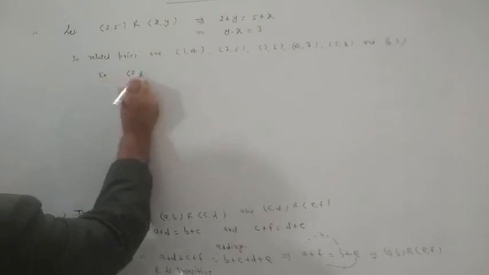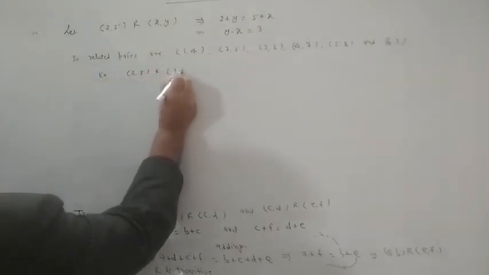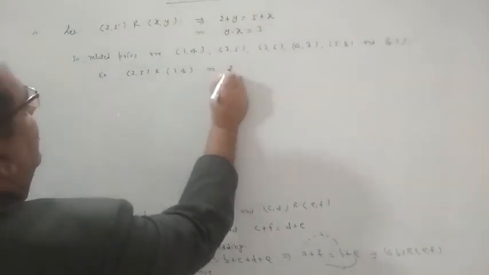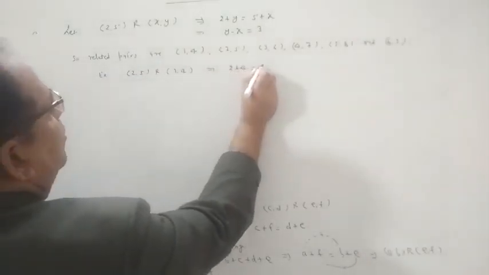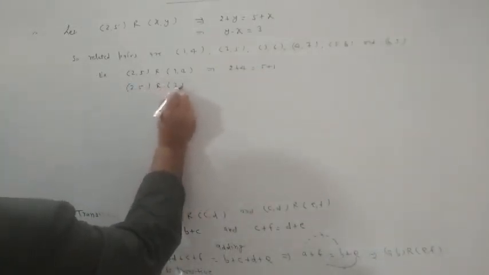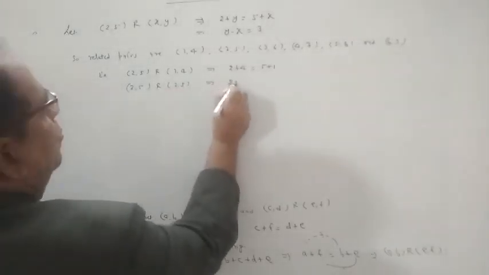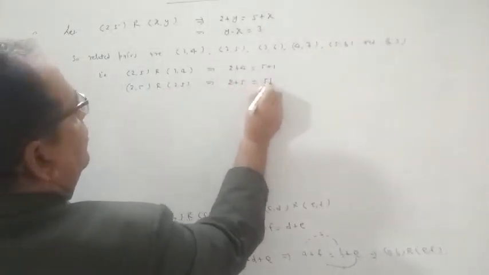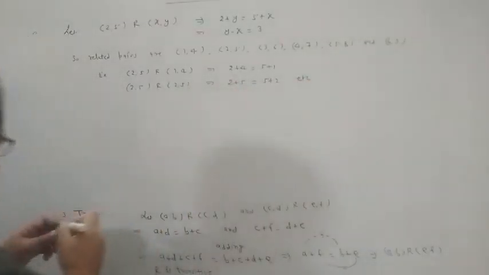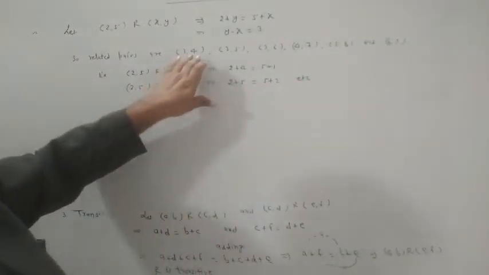For example, (2, 5) related to (1, 4) implies that 2 plus 4 equals 5 plus 1. (2, 5) related to (2, 5) implies that 2 plus 5 equals 5 plus 2, etc. This is a verification that our related equivalent pairs are correct. So this is the question based on equivalence class and equivalence relation. Thank you.